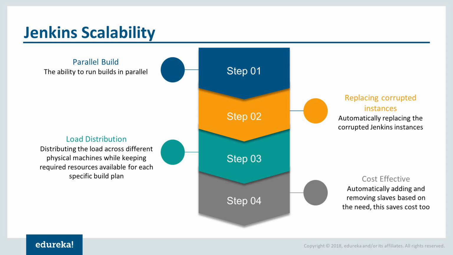The second benefit is that you can easily replace corrupted instances. Let's say you have 5 slaves and one of them is not working. You can simply remove that slave and put a new one in its place. That is not going to affect the rest of your Jenkins configuration. It is not going to affect any other jobs running on any other slave machines at all. All these things can be done automatically by Jenkins.